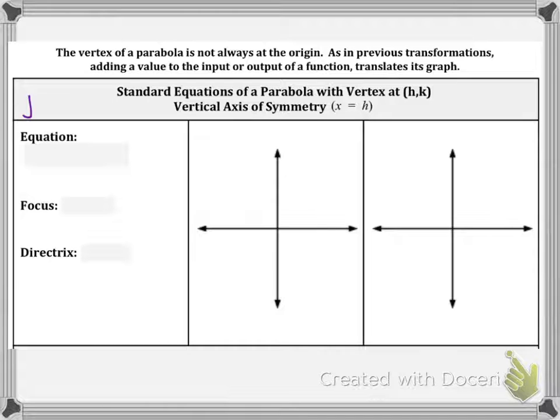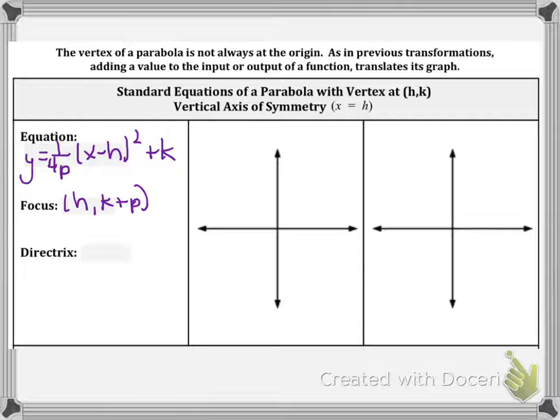Before we had y equals 1 over 4p times x squared. So now instead of that, because we're translating it, it is going to be y equals 1 over 4p times (x minus h) squared plus k. So that looks like our vertex form. The focus is at (h, k plus p), and the directrix is y equals k minus p. Our axis of symmetry is x equals h.